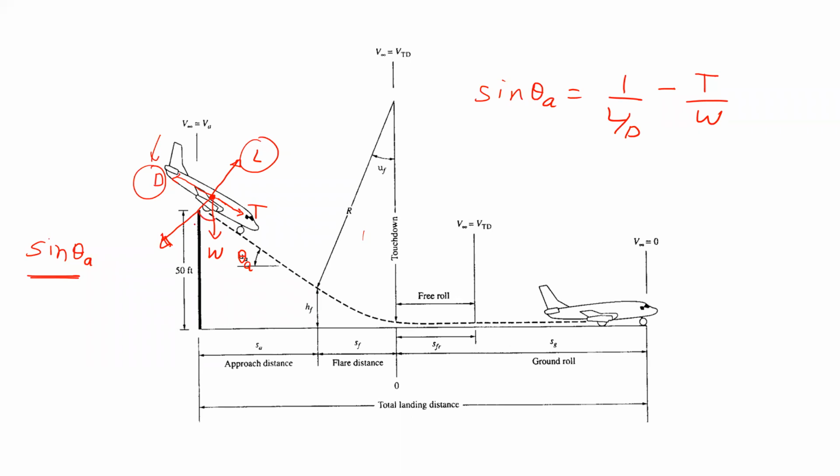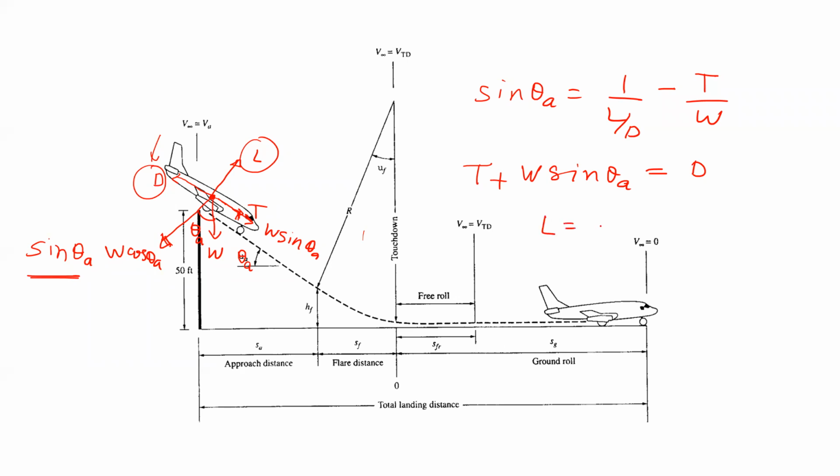How much is this angle? Theta A. So this will be W. Tell me, which component of W is along this line? Sine theta, sir. Sine theta A, and then the remaining will be W cos theta A. So how do I write it? T plus W sin theta A equals D. And what's the other equation?